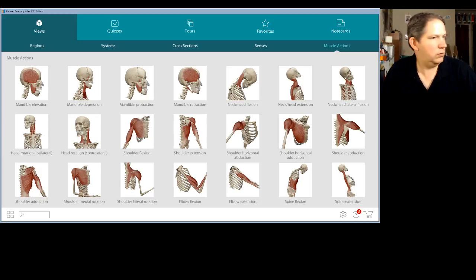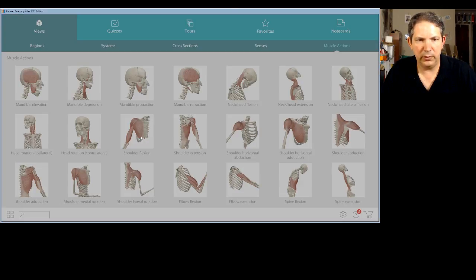Rotation, contralateral and ipsilateral are terms I'm not going to talk about.